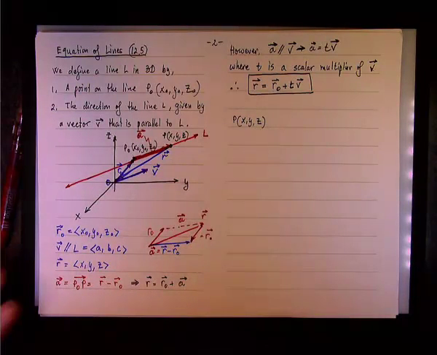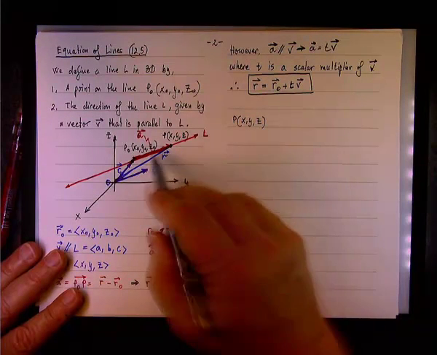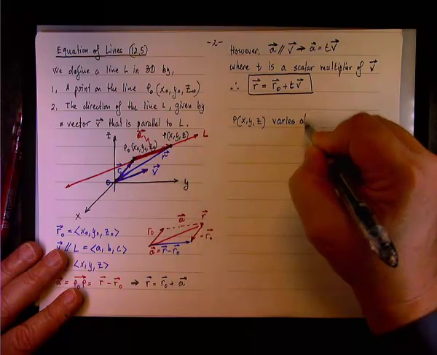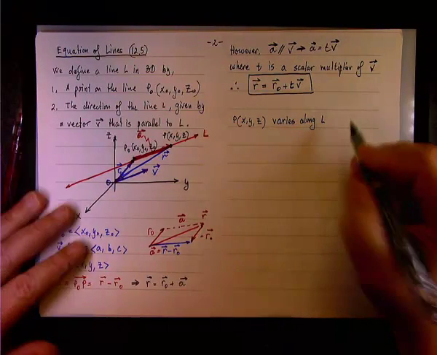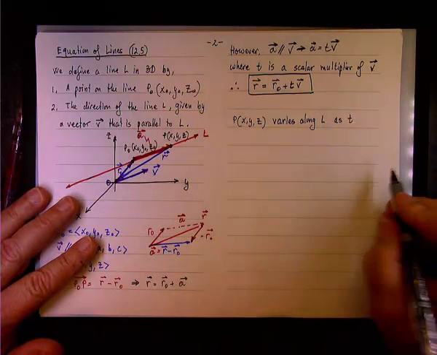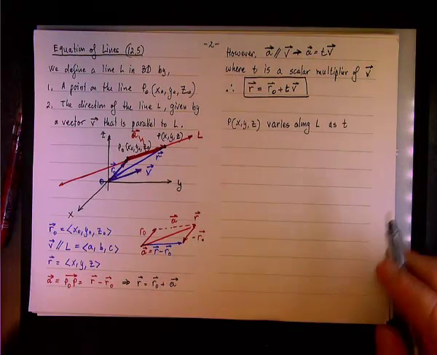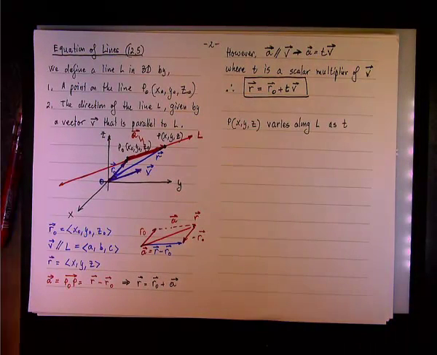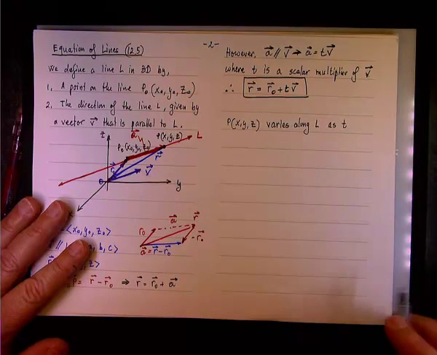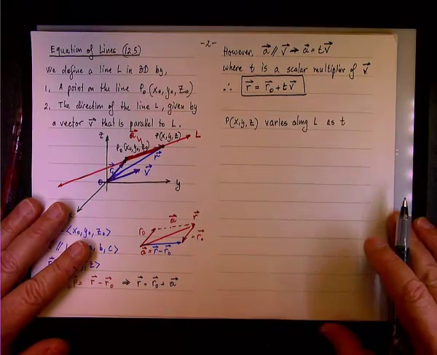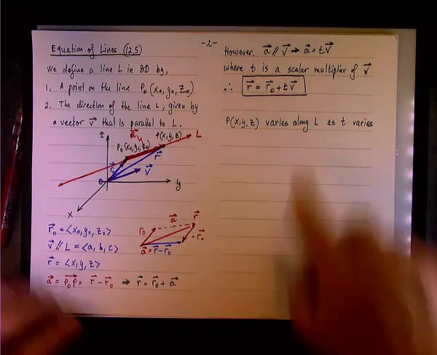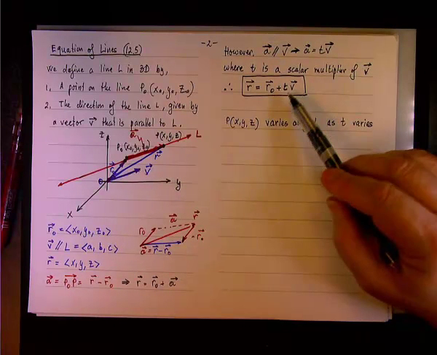Okay, now since P, which is a point x, y, z, varies along the line L, right? We can pick any point on the line to represent P, so we can say that this point varies along L. And what makes it vary? It varies with T. T is just a scalar multiplier. In fact, T is a parameter. Like we recall parametric equations from calculus 2. We're going to actually generate parametric equations here.